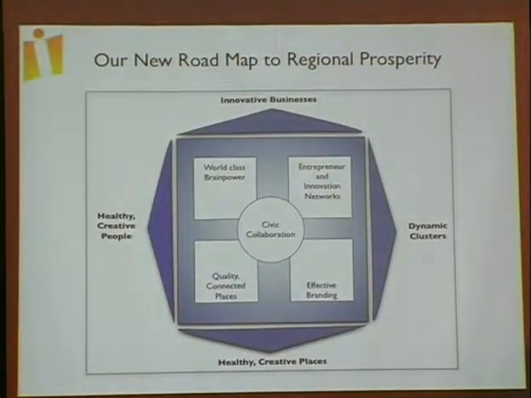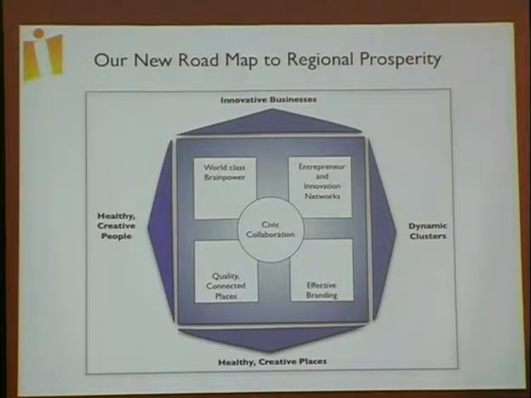This new roadmap looks like this. We're going to have networks, and regions will increasingly have networks in 5 key areas. The first is in brain power, helping schools develop much more responsive, flexible, adaptive, high-quality education.